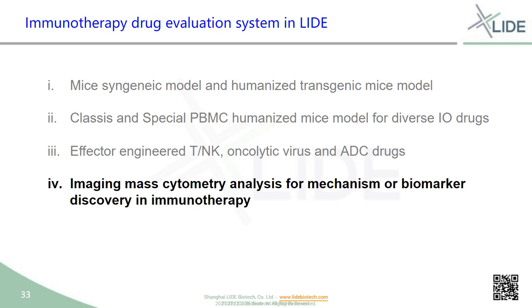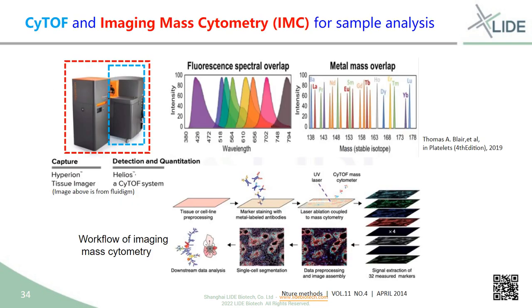So next, I will briefly introduce imaging mass cytometry, IMC, for mechanism or biomarker discovery in immunotherapy. In order to better decipher the mechanism of IO drug function in vivo, we took advantage of imaging mass cytometry, which is composed of a tissue imaging system, Hyperion, and a detection system, Helios.